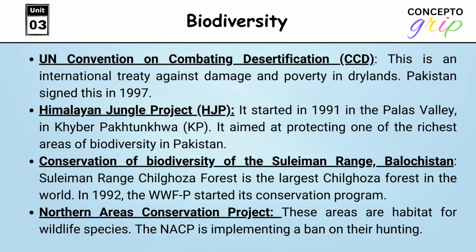Number 2. UN Convention on Combating Desertification. This is an international treaty against damage and poverty in dry lands. Pakistan signed this in 1997. Number 3. Himalayan Jungle Project. It started in 1991 in the Palas Valley in Khyber Pakhtunkhwa. It aimed at protecting one of the richest areas of biodiversity in Pakistan.